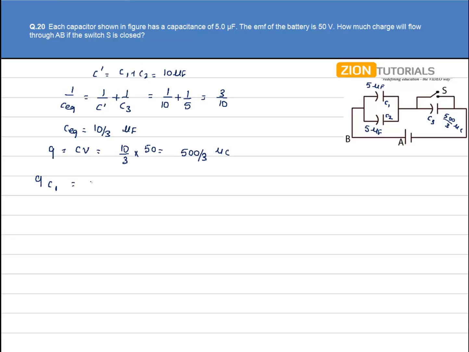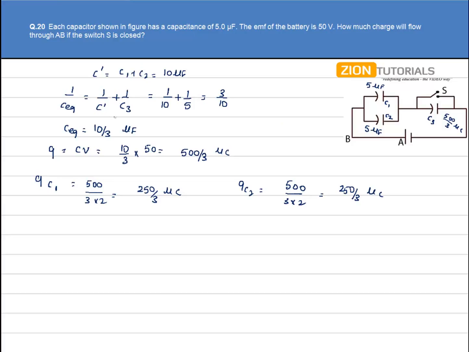So charge on C1 will be equal to 500 by 3 divided by 2, that is 250 by 3 microcoulomb, and that will be the same charge on C2, that is 250 by 3 microcoulomb. Now please note that the charge 500 by 3 is divided equally on C1 and C2 because the voltage across them is the same, and secondly the capacitance is the same, so the charge will be the same.